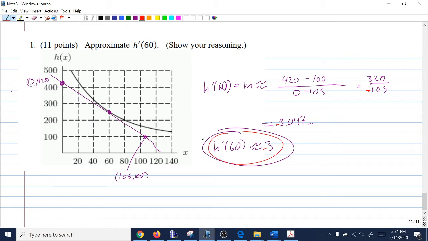Derivative's about -3. If you got -2.5 or -3.5, don't sweat it. If you got -10, something probably went wrong. You should definitely have gotten a negative, because the thing is decreasing here. You should be able to check some about your answers pretty easily. The fact that it's decreasing should be clear.